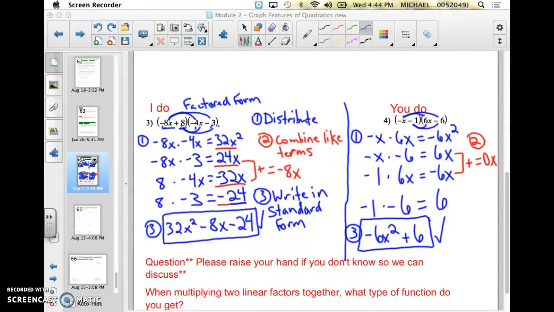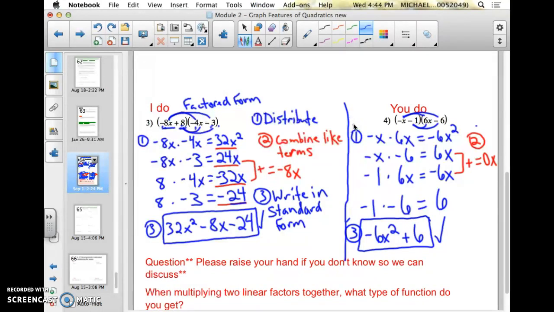At this point, you should have paused the video and tried number 4 on your own. I've done step 1 here, step 2, and step 3. My final answer is negative 6x squared plus 6. So the factored form was given to you. The standard form is the answer that I got. Please note that in step 2, I had a positive 6x here, a negative 6x there. So when you combine those together, 6 plus negative 6, they cancel each other out. And so that's why I wrote 0x, because I end up with no more x terms because they canceled each other out. But I don't have to put 0x in my final answer. So if there's ever a 0 term, you don't have to write it in your final answer.